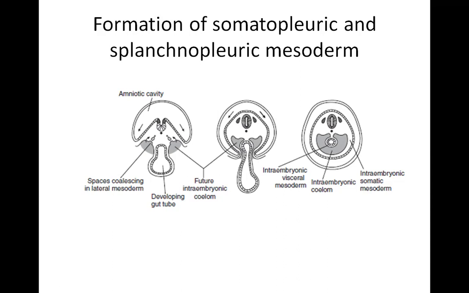Now this has divided this lateral plate mesoderm into two parts: the outer somatopleuric mesoderm, which will lie in close proximity with the ectoderm and which will lie in the amniotic cavity, and then the splanchnopleuric mesoderm, which is lying in close proximity to the endoderm. So this yolk sac was lined by endoderm, and this amniotic cavity was lined by ectoderm, right?